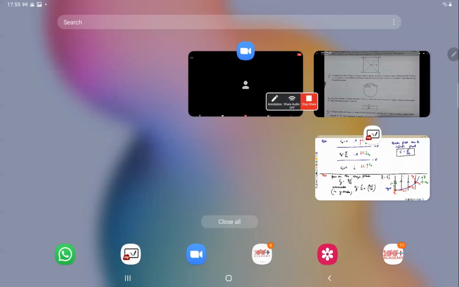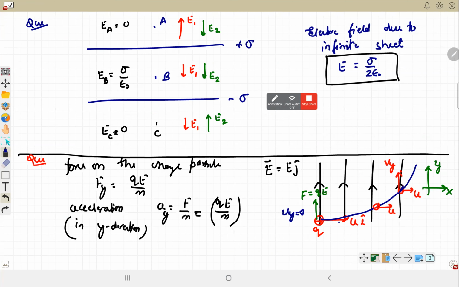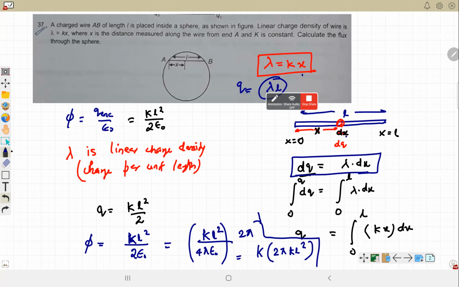37 circle वाला. Okay. 37 question was that एक हमने wire लिया है and that is kept inside a sphere. This wire is charged, but it is having non-uniform charge distribution. The charge density is not constant; it is changing with x. इस wire के ऊपर अगर हम कुछ charge को show करते हैं, then initially it does not have any charge. It increases, but जैसे जैसे हम आगे जाते हैं वैसे वैसे इसकी density बढ़ती जाती है. This is a kind of charge distribution on it.